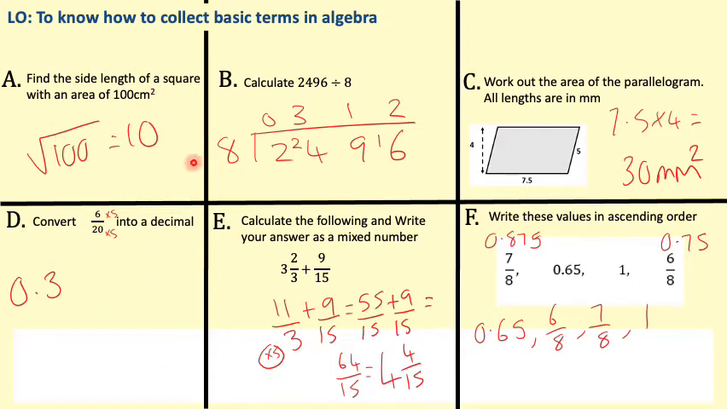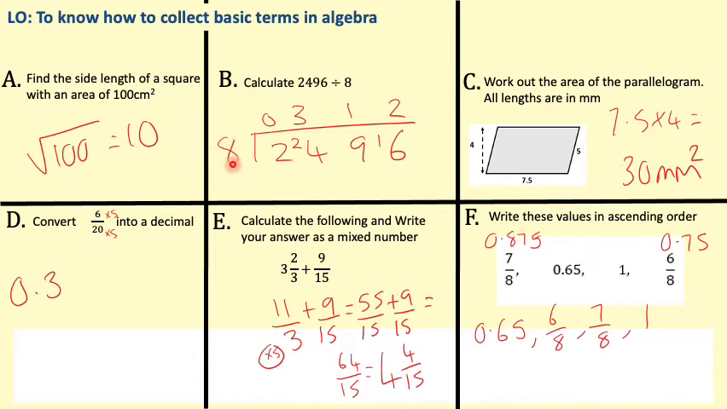So first of all, if we've got a square, what do we know about a square? Both sides will be the same. So to find the area of this square, it will be some number times by itself gives us 100 centimeters squared. So we just have to square root that 100 and we get that each side length is going to be 10.